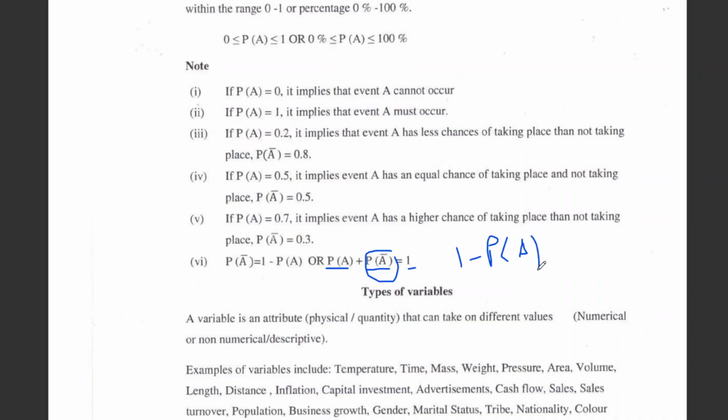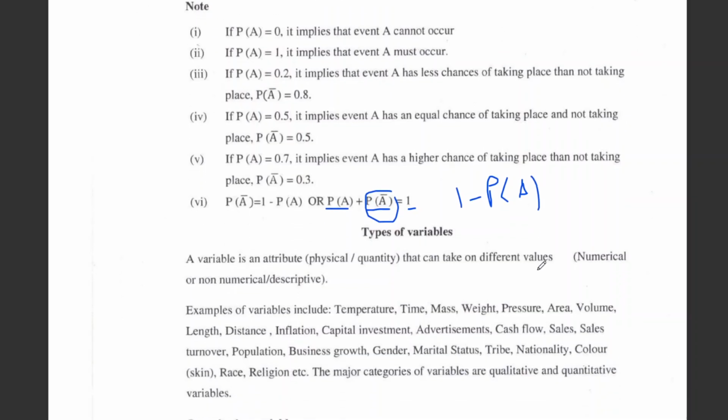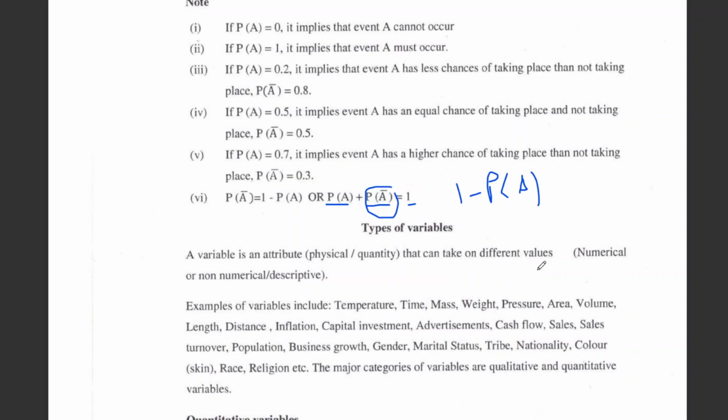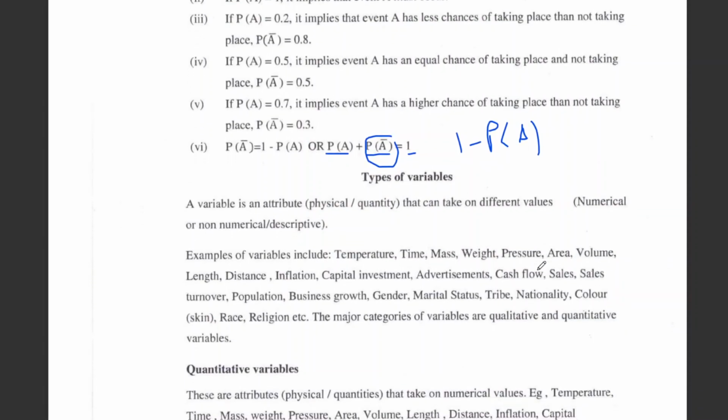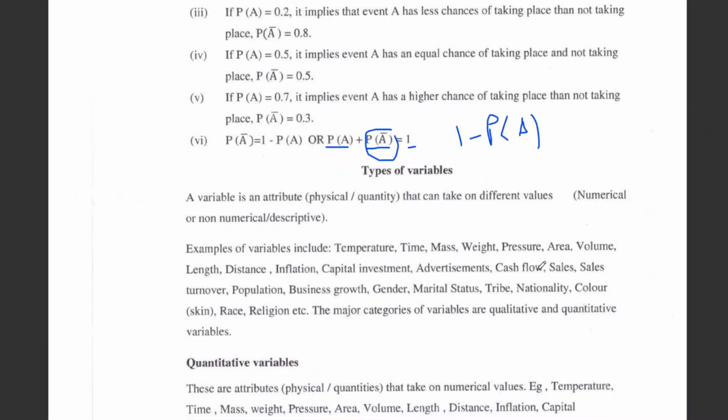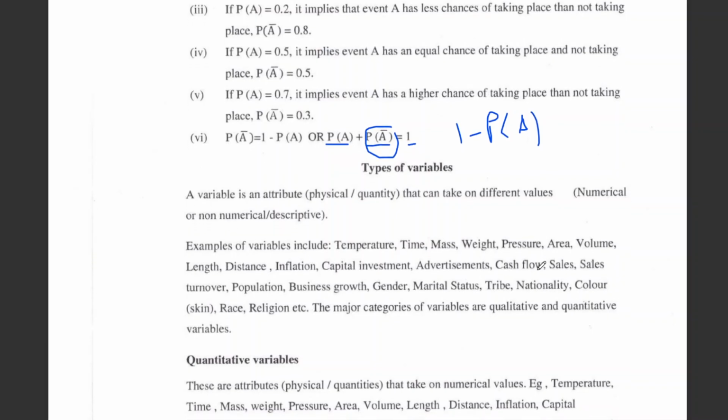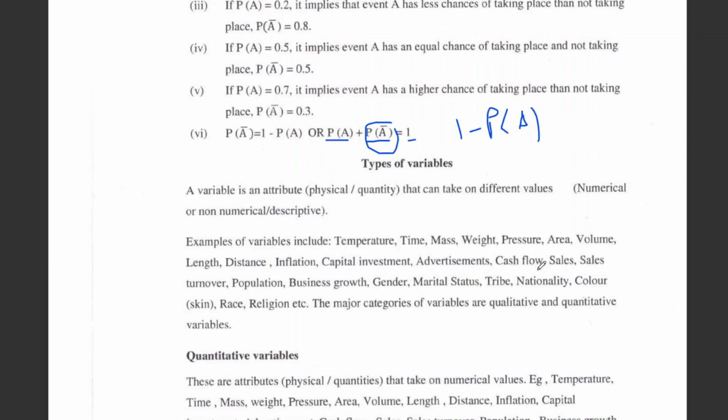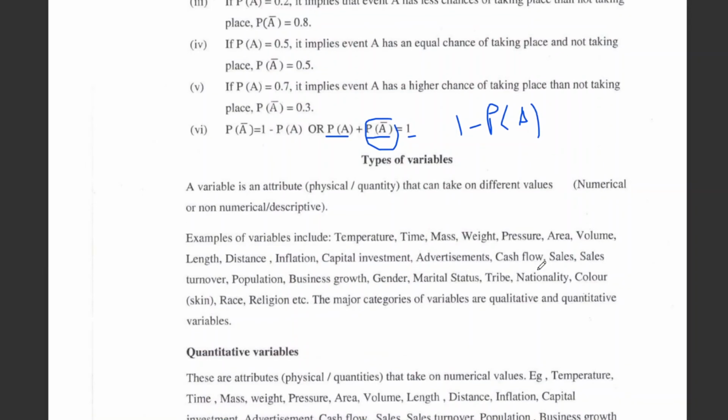Yes. So variables. A variable is an attribute that can take on different values, numerical or non-numerical, descriptive. That is a variable. It is an attribute. It can be a physical quantity that can take on different values. Examples: temperature, mass, weight, pressure, area, volume, distance, inflation. Now when we come to economics: inflation, capital markets, advertisement, cash, sales, and so many other things, growth rates.